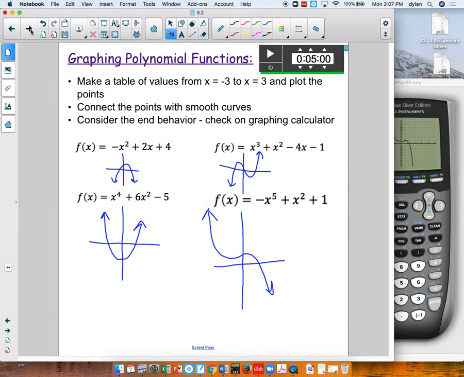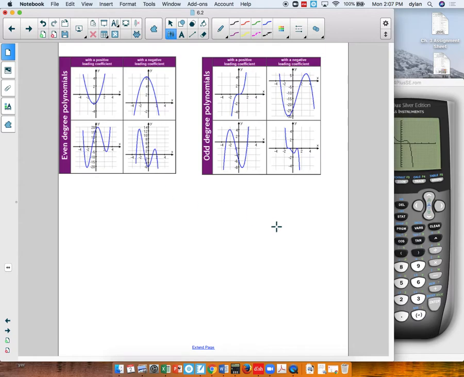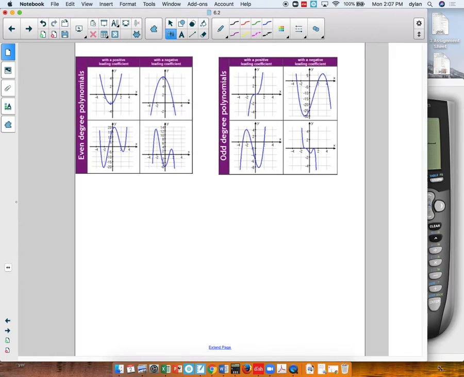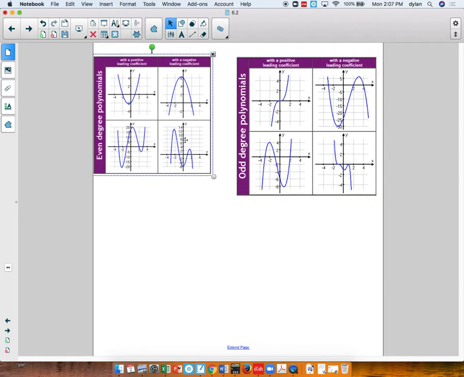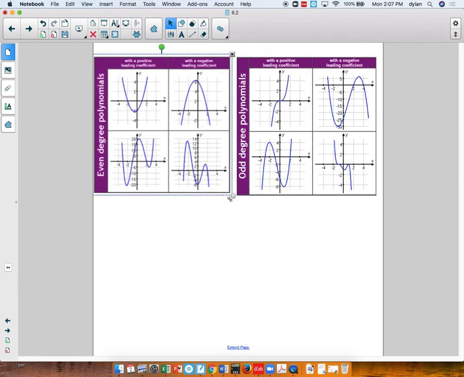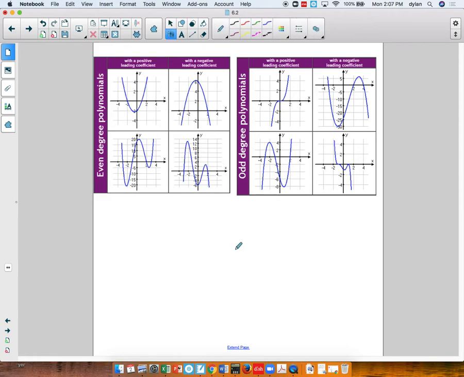So let's look at a table to summarize this information. And let me see if I can make this a little bigger for you. This is a table that I would like you to add to your notes, or at least sketches. These are just examples. But what I want you to notice here is if we think about the a value, in other words, the leading coefficient, for even degree polynomials in particular, so we're focusing on even degree here for the left picture.